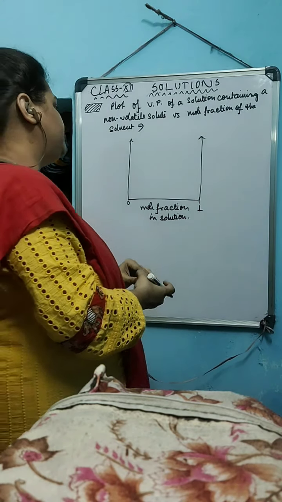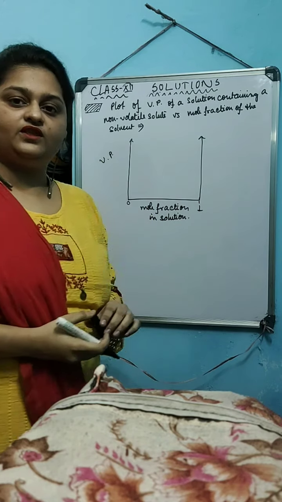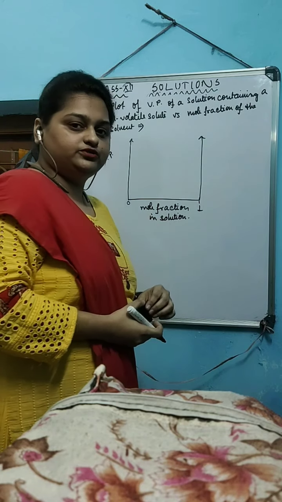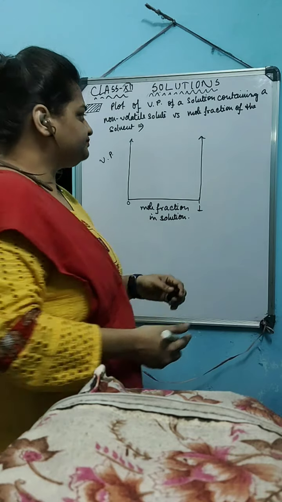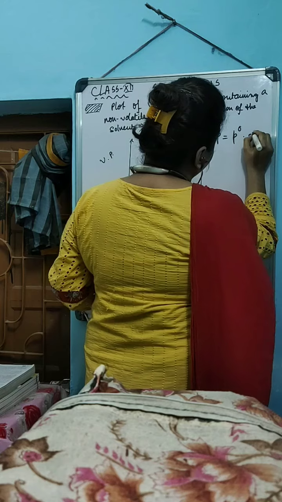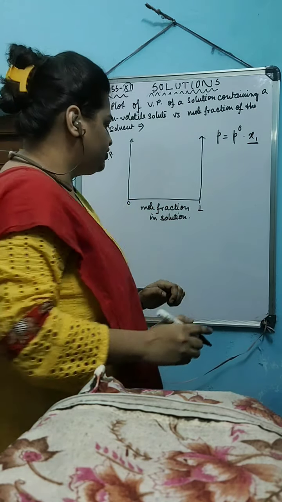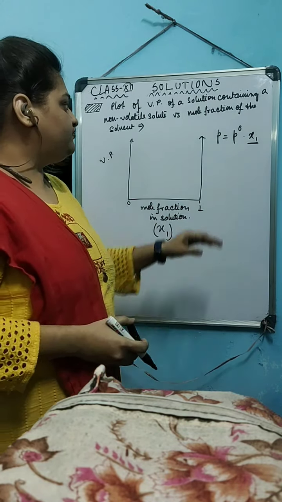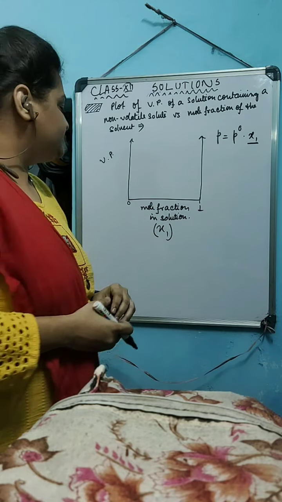And this axis will be represented by, I am going to take vapor pressure. Now mole fraction I have taken in the solution, and in the previous lecture we just studied Raoult's law, which says P equals P naught multiplied by x1. x1 is my mole fraction of the solvent in the solution, which I am going to represent by this x-axis, and the vapor pressure I am going to represent with these two perpendicular axes.